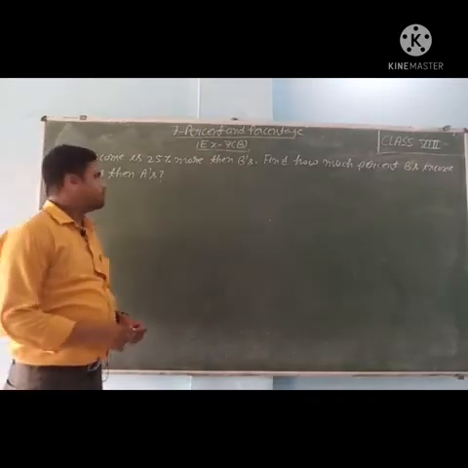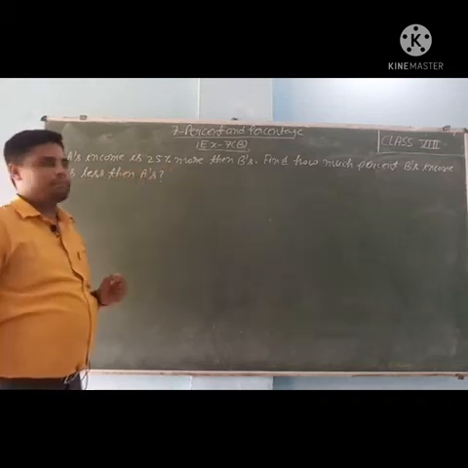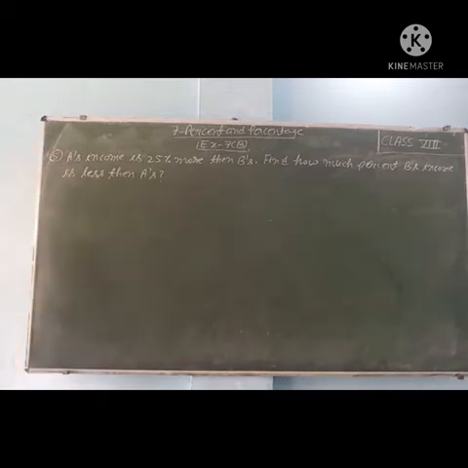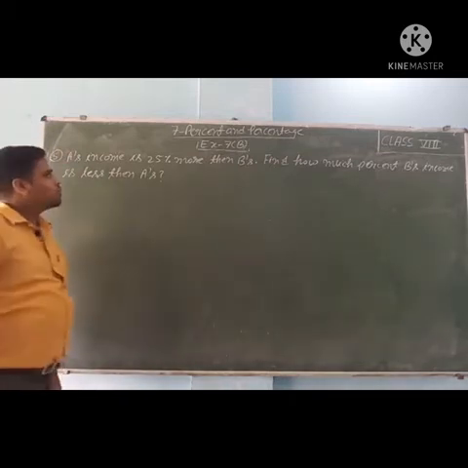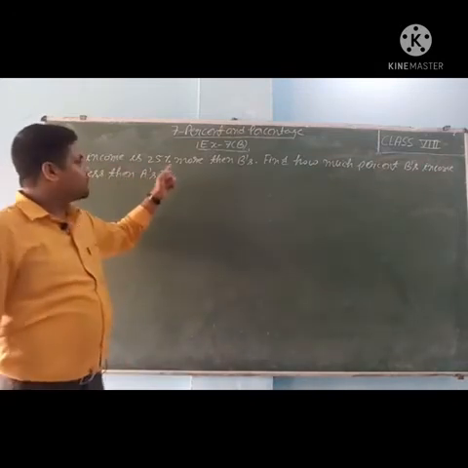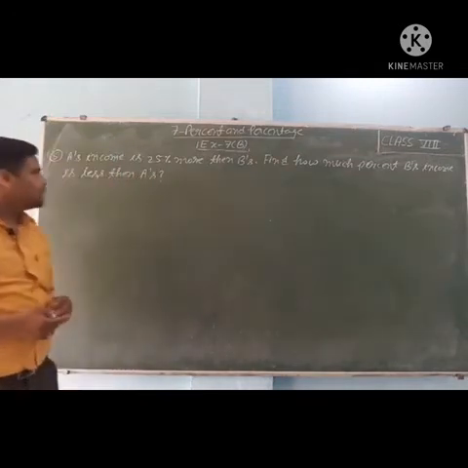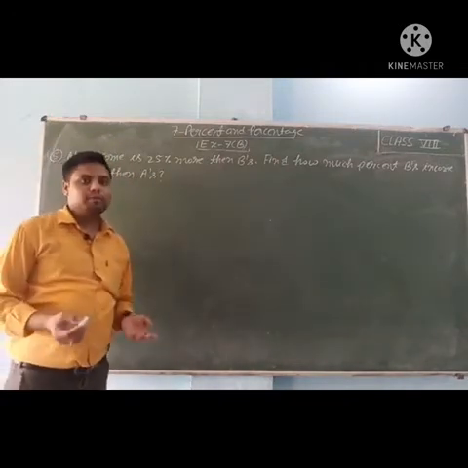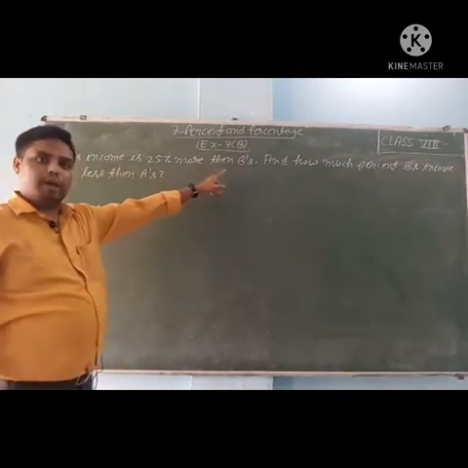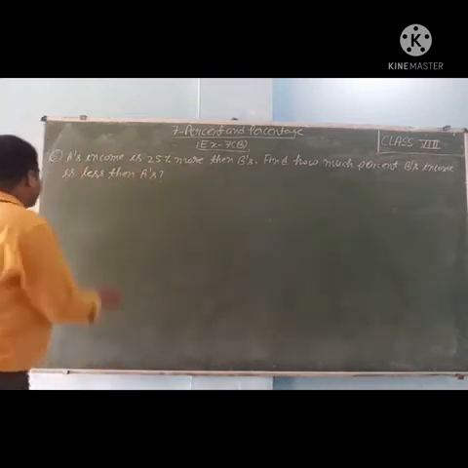See fifth sum. A's income is 25% more than B's income. Find how much percent B's income is less than A's income. So whose income is given? See, A's income is 25% more than B's. Find how much percent B's income is less than A's. No income is given. So we can let B's income be X, because A's income is 25% more than B's.